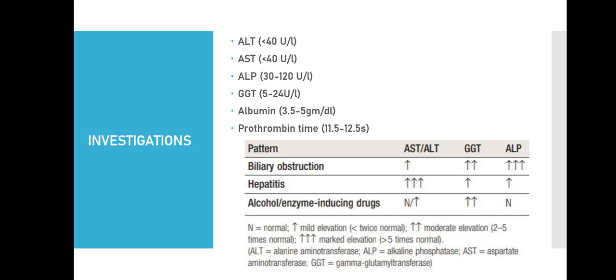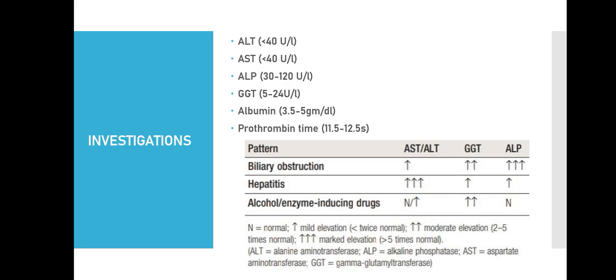And ALP, alkaline phosphatase, is present on the biliary canalicular membrane, so it is going to be elevated in case of cholestasis. But it is not specific as it is also found in bone and other tissues. Gamma glutamyl transferase is also elevated in biliary obstruction, and it is more specific for liver.